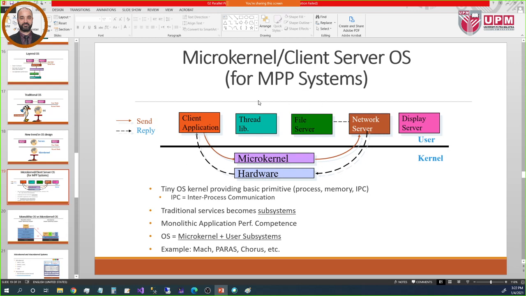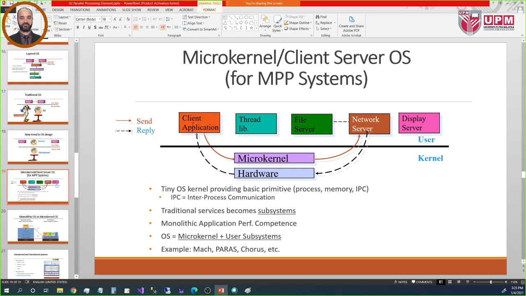Microkernel client-server operating system for MBB systems. As you can see in this slide, in the user space we have a display server, a network server, a file server, a thread library, a client application, and many other components. Here we have this type of line for send, and this type of line for reply.